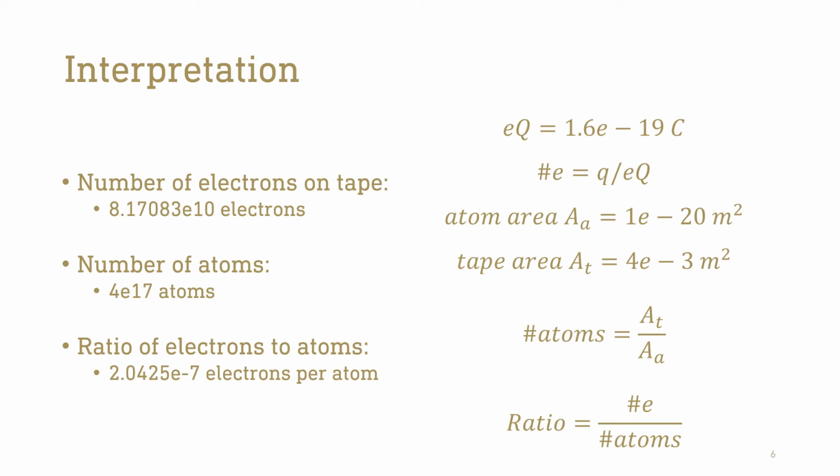The total number of atoms that formed the tape was also calculated, using the area occupied by an atom and the total area of the tape. This came out to be around 4 times 10 to the 17 atoms. This means that the ratio of electrons lost per atom of tape was 2.04 times 10 to the negative 7.